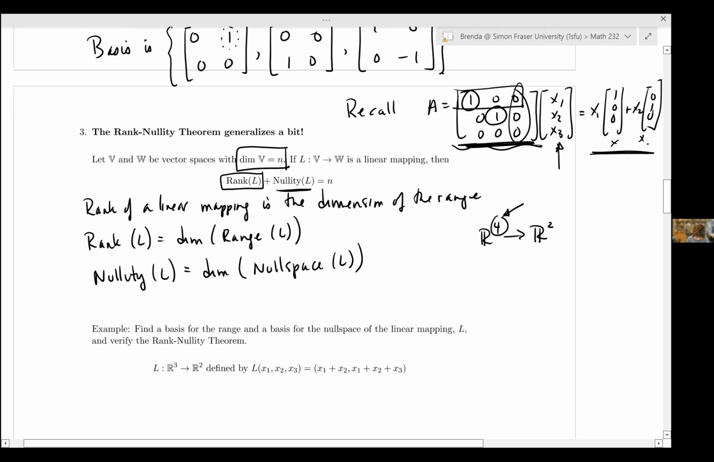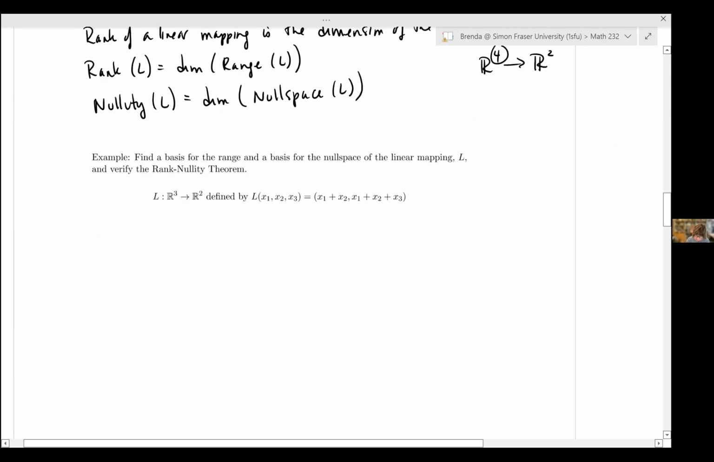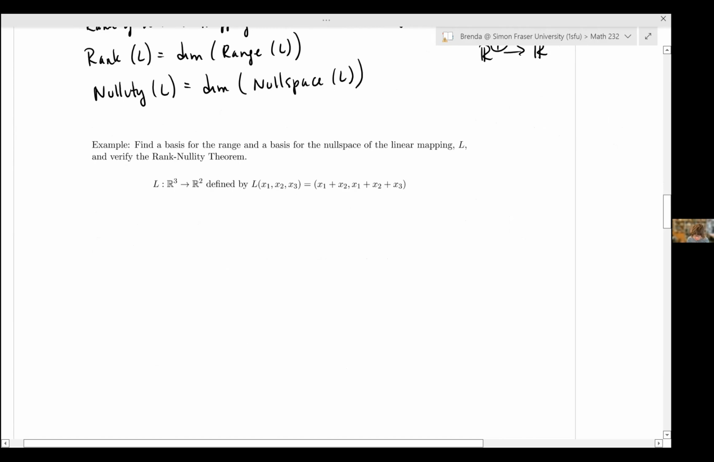Okay. All right. So let's do an example. I'm going to try to find a basis for the range and a basis for the null space from this linear mapping here, and we're going to verify the Rank-Nullity theorem. Okay, so the first thing we're going to do is we'll be thinking like this.